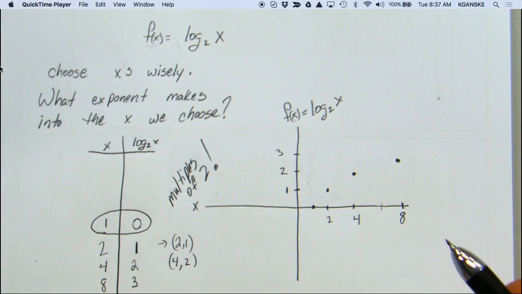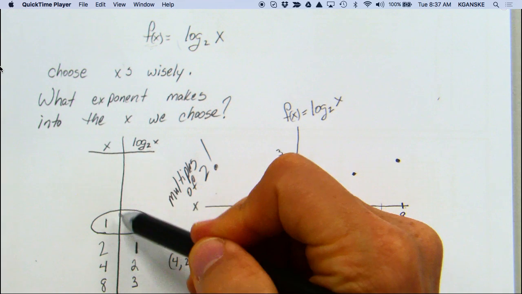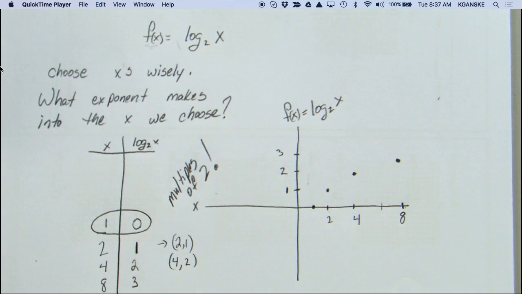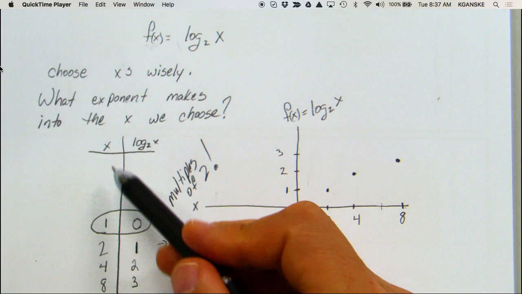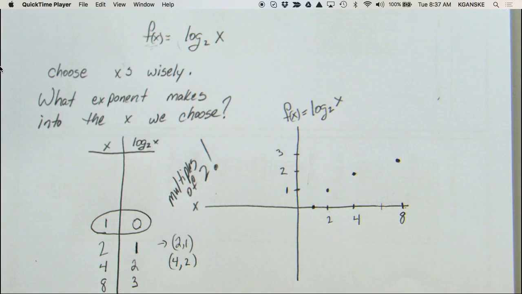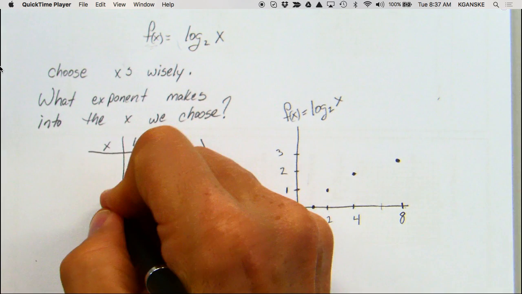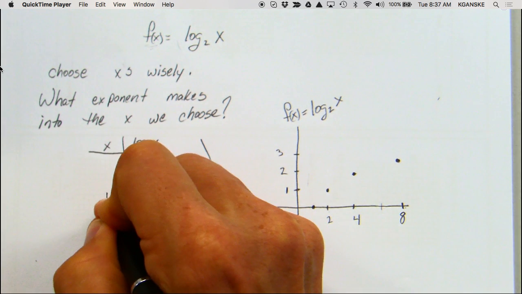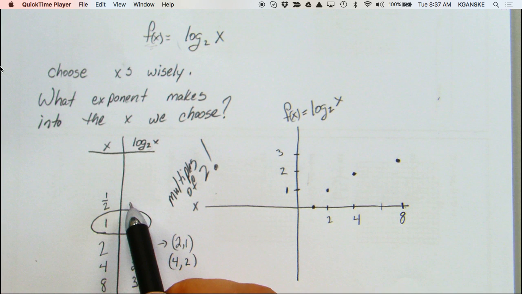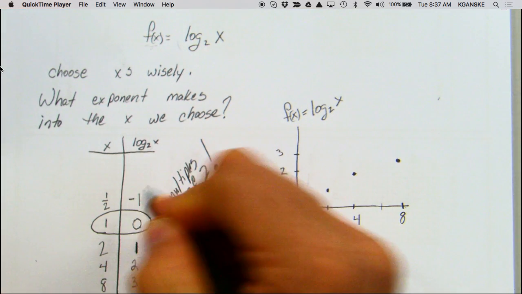Can I choose any other numbers in here? What x's are still going to complete my graph? So I'd say a half. A half is perfect because it's still a multiple of 2, right? What exponent did I use to get there? -1, right? 1/4. Yep.